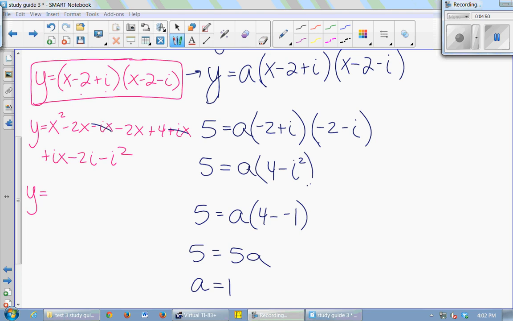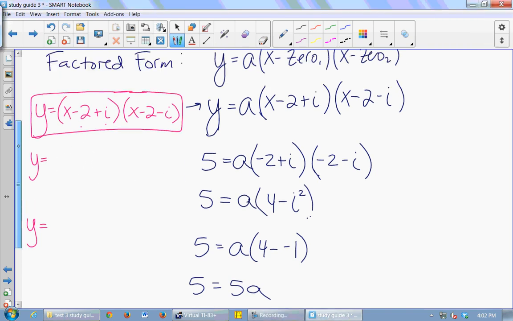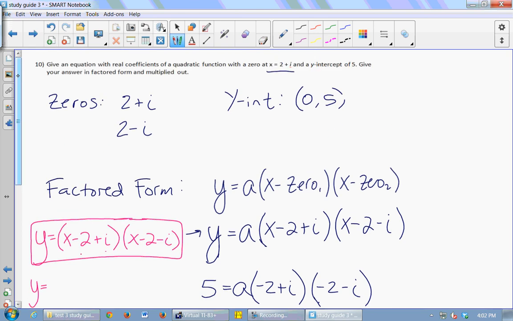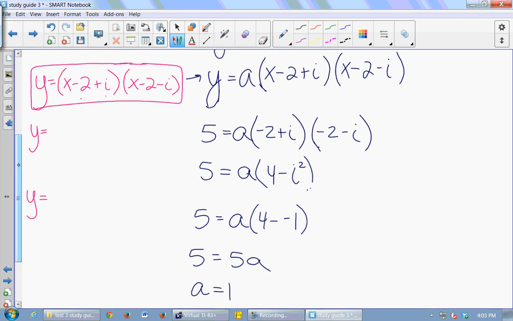Sorry, I messed up my distributing here. Let's start again. The reason I knew I messed it up is because all my i's should cancel out here, because this is supposed to be a quadratic with real coefficients, it says right here. So I should have no i's left after I multiply.